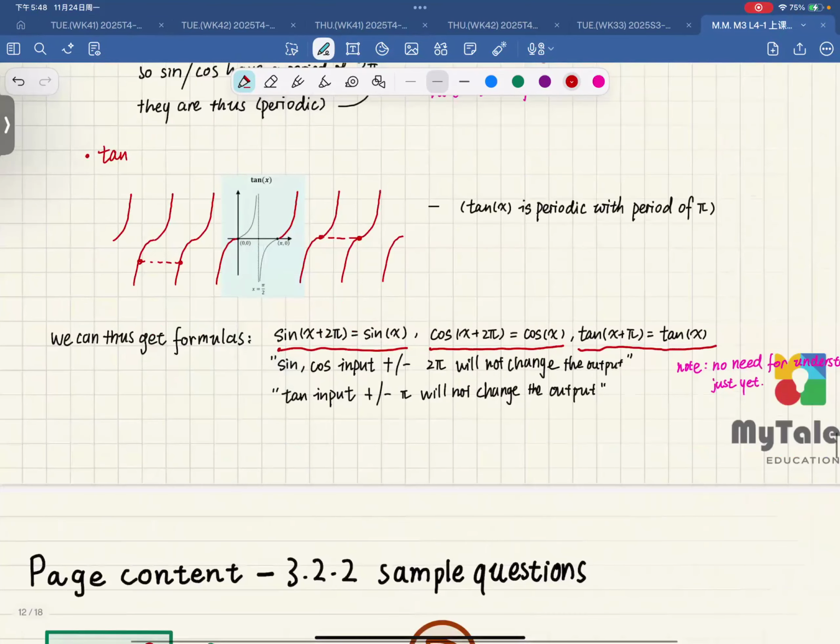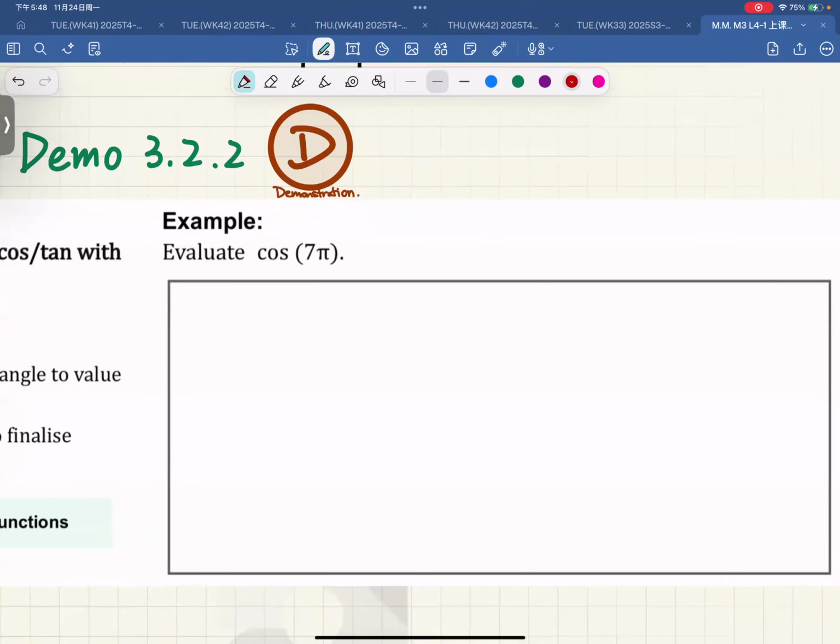Now let's have a look at the question. Cos 7 pi. Any idea how to solve it? No one? Okay. Do you remember for sine and cosine, one period is 2 pi.